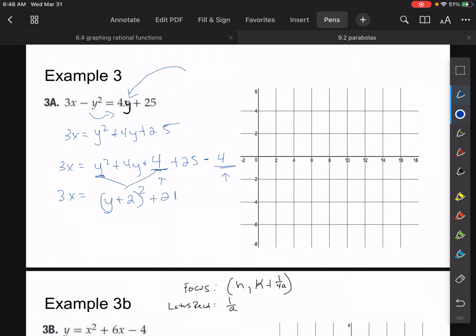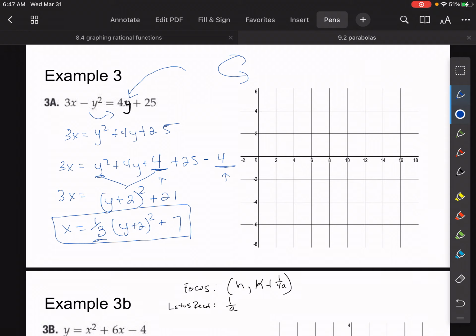Okay, now what I need to do is get x by itself. So I'm going to divide everything by 3. So x is equal to, if I divide this whole thing by 3, it's just 1/3 times y plus 2 squared plus, take 21 divided by 3, I get 7. Okay, so this now is in the form that I would like. All right, that's the form that we need. Okay, if I'm going to graph this, this is an x equals now. So since this is x equals, and this is positive, I know that this is going to open to the right. That's going to be the general shape because it's an x equals.